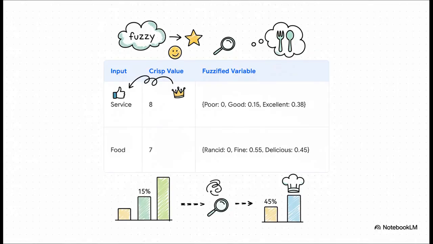Okay, so check this out. When we pass our numbers through these membership functions, this is what we get. That service rating of an 8, this system now sees it as being about 15% good and 38% excellent. And the food rating of 7, that's 55% fine and 45% delicious. See what happened? We took these flat, single numbers and gave them depth. We've added that human-like nuance.